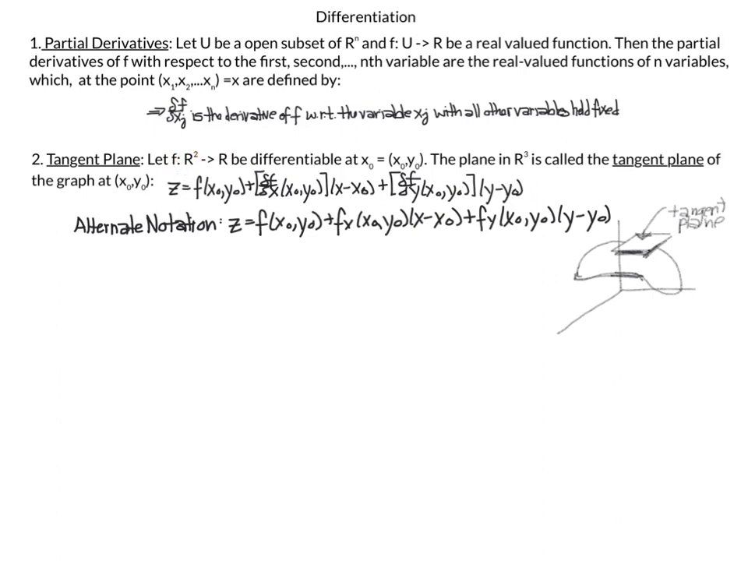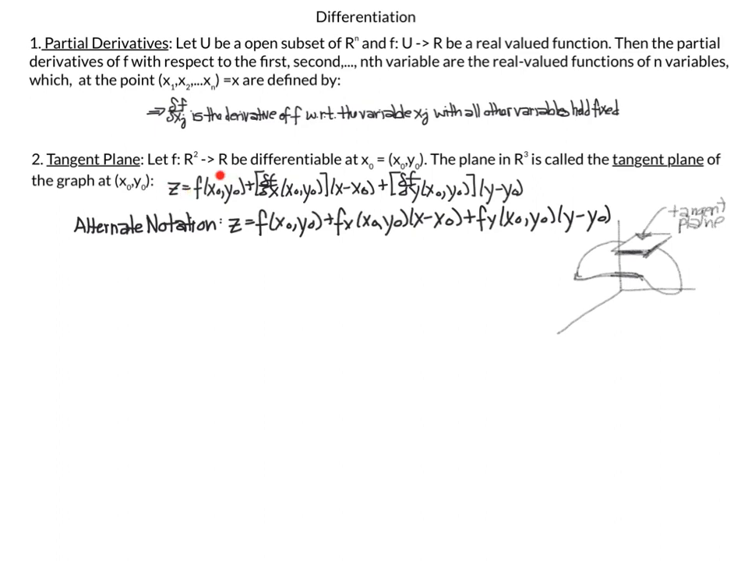And here we're going to talk in particular about R2, but this can easily be extended to Rn. So we're going to let f be differentiable at a point called x naught, y naught. The plane in R3 is called the tangent plane of the graph at x naught, y naught, and it's given by this equation. The tangent plane z is equal to our function evaluated at x naught, y naught. And again, there are many tangent planes on a graph. We're talking about a tangent plane at a particular point.